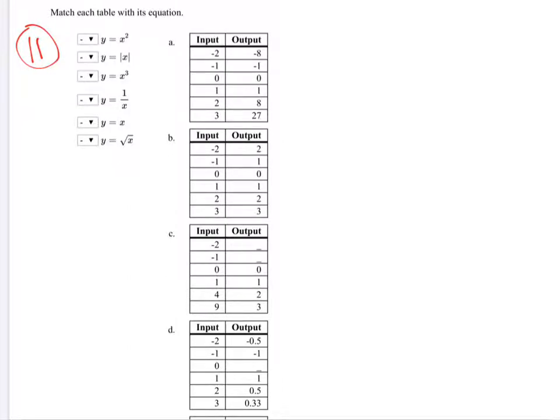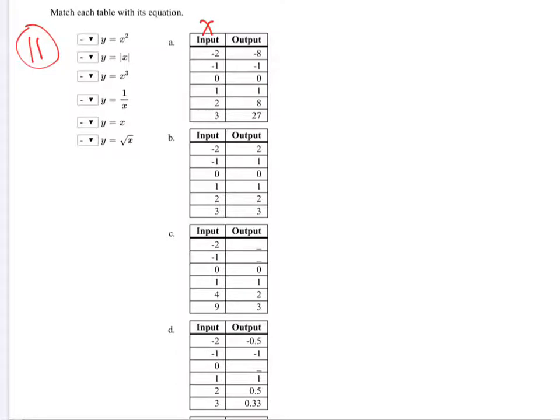What's happening? This is the x and the y. Whoops, move this here. Oh, sorry, guys. I'm doing totally crazy things here. There we go. Okay, x and the y. So what did they do to this -2 to make it -8? What did they do to this +3 to make it 27?